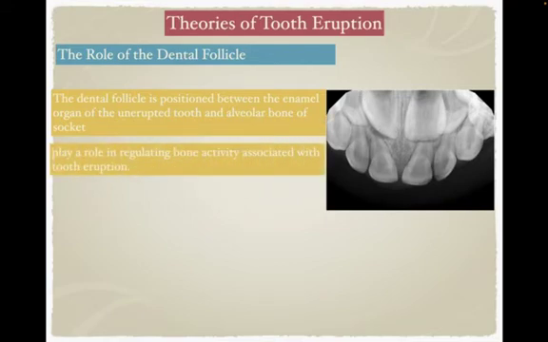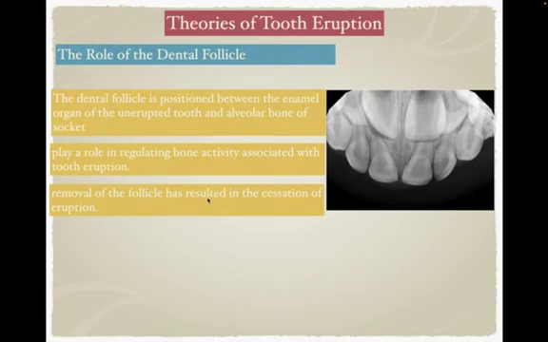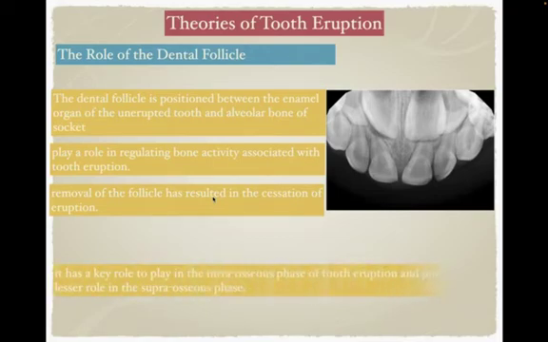So it plays really a role in regulating bone activity associated with bone resorption. And removal of the follicle has resulted in cessation of the eruption. So that means it's very important in the process of tooth eruption. So what do we believe now? That the follicle plays a major role in the eruption of the tooth when it's in the intraosseous phase, when it's inside the bone.